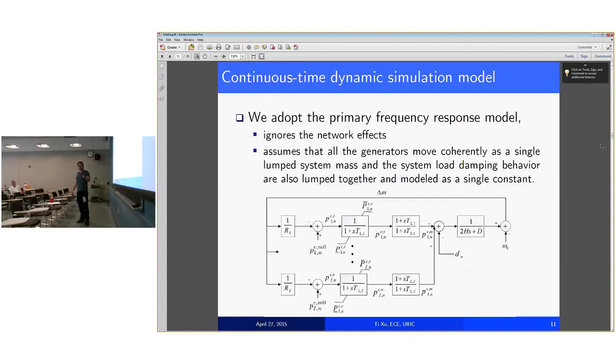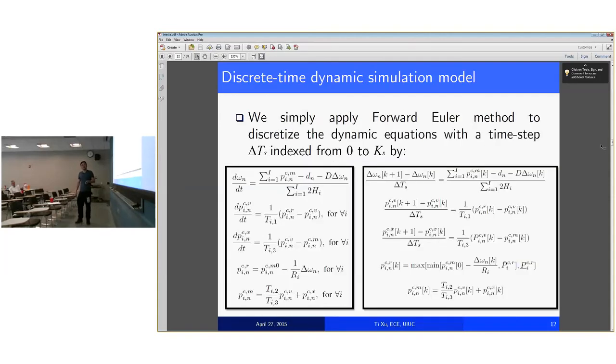I ignore all the network effects, and I assume that all the generators move coherently as a single system, and all the system load damping behaves as lumped together. The left is the model I use, and the right one is the discretized model. It's a very simple discretization method. But here, I just want to stop here.